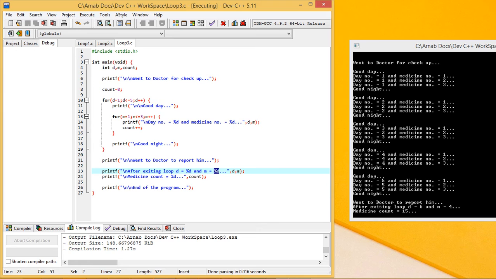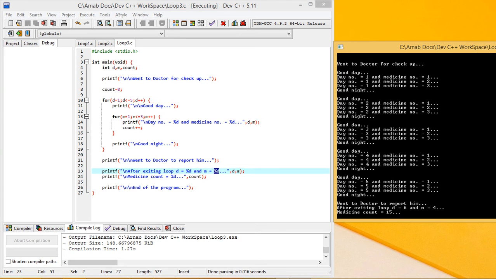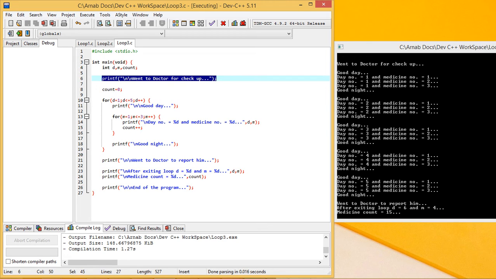So this is my program and this is my output. So they are existing side by side. Now see, I went to doctor for checkup. It is outside of all the for loops. So that's why it got executed once only.